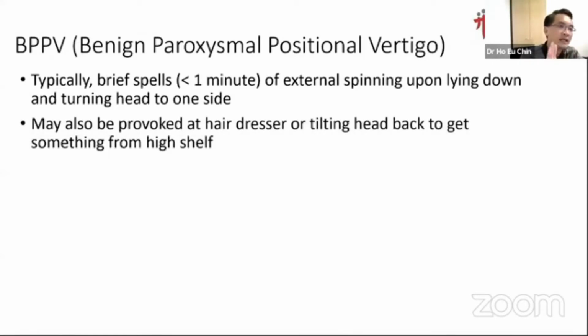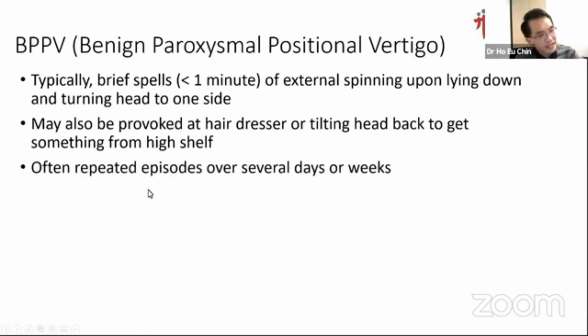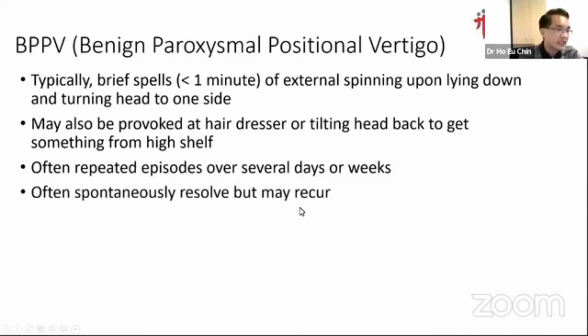It can also be provoked by other actions. For example, if you go to the hairdresser and have your hair washed, you could end up in the position where your head is back. And then if you happen to turn your head, that could provoke the attack. Or even sometimes you are trying to reach for something on the high shelf, just reaching your head back enough could provoke it. Okay. And usually these sorts of attacks are repeated, and patients will report they get multiple attacks over several days or several weeks. And it's not unusual for it to disappear on its own, even if you don't see a doctor or have anything done for it, right?